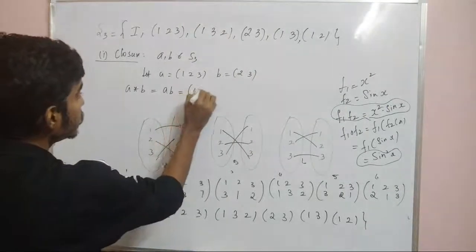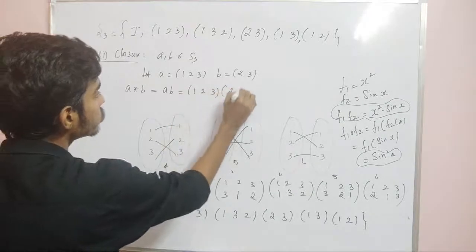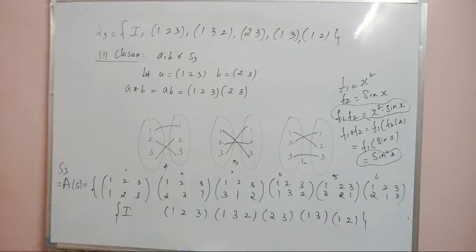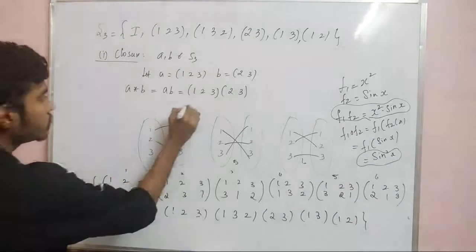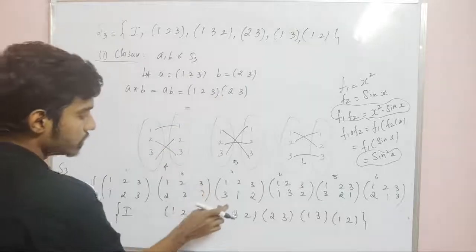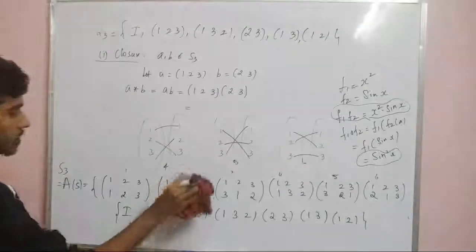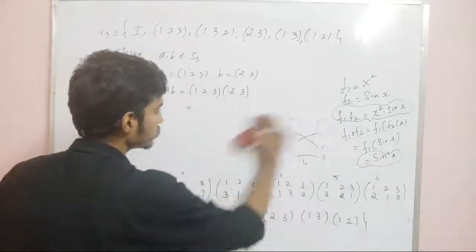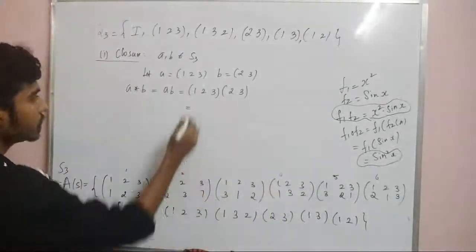So what is AB? It is 1, 2, 3 and this is 2, 3. So you need to find the product of 2 elements, that is the product of 2 permutations. So after this you write this in this form again. So when you write this form, this will be easy for you to understand. So what is 1, 2, 3?